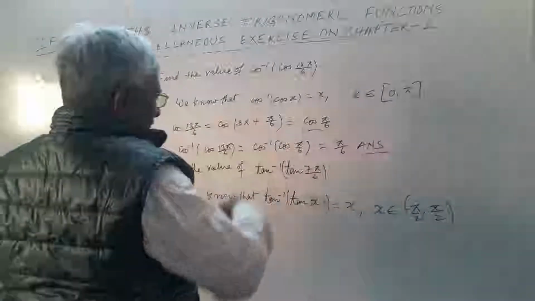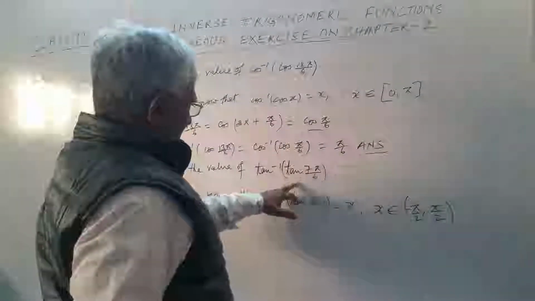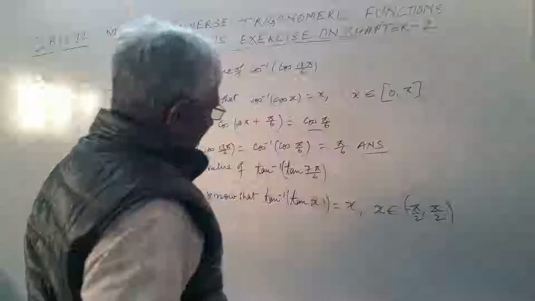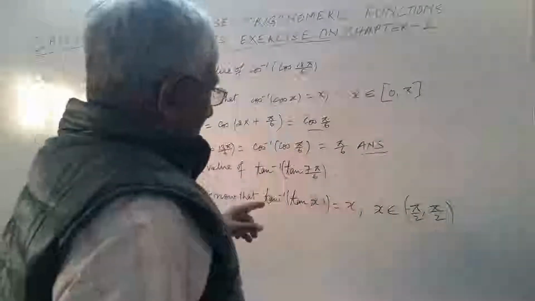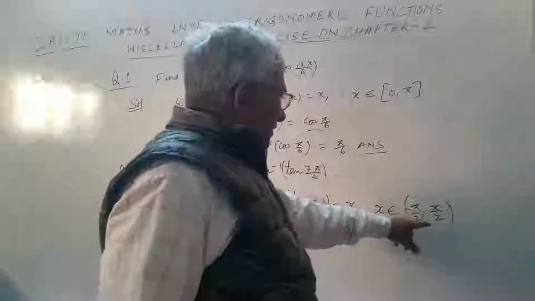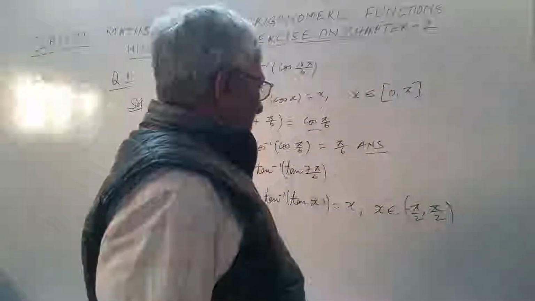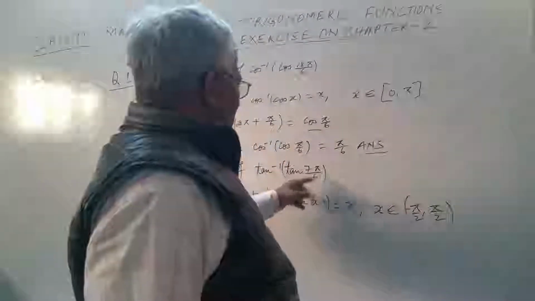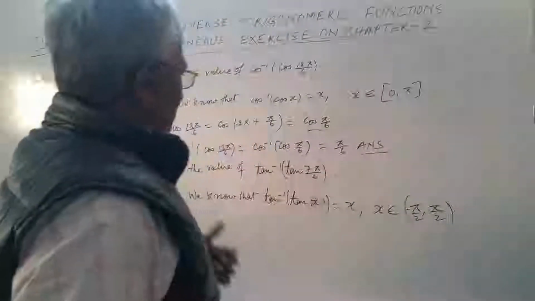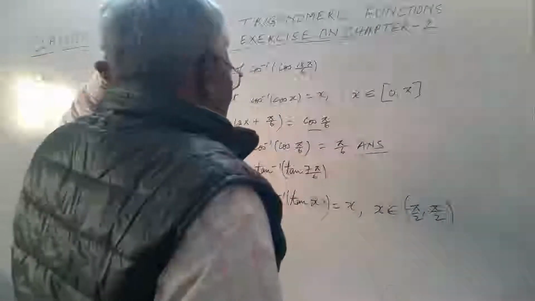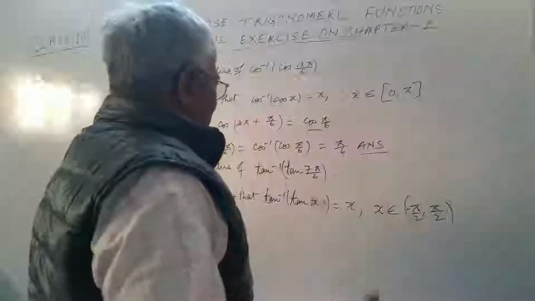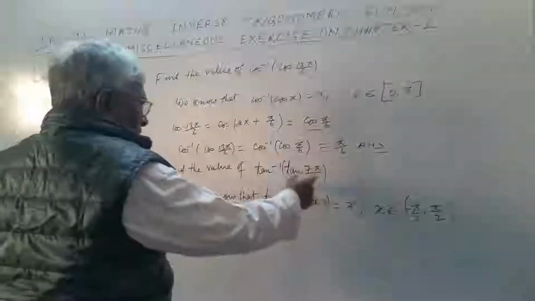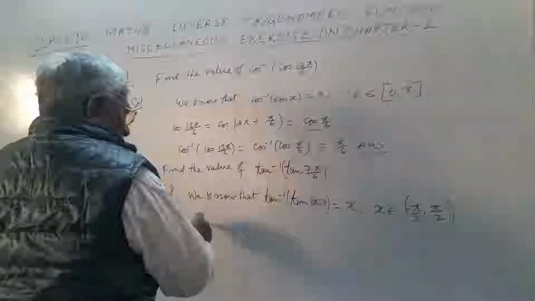Here, in the same manner, the value comes 7 pi upon 6, and 7 pi upon 6 is beyond these limits, meaning it is greater than this value. Because if you break this fraction, it gives 1 pi plus pi by 6. So now we have to reduce it to its original form.